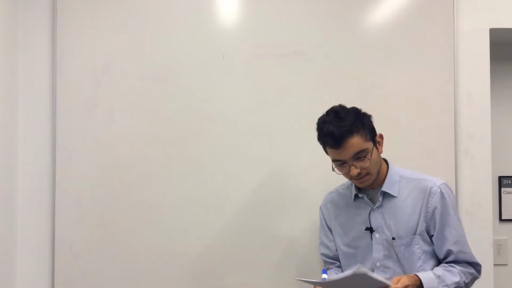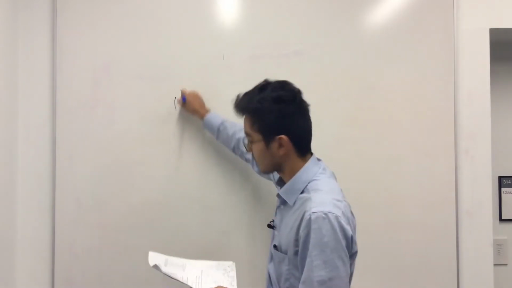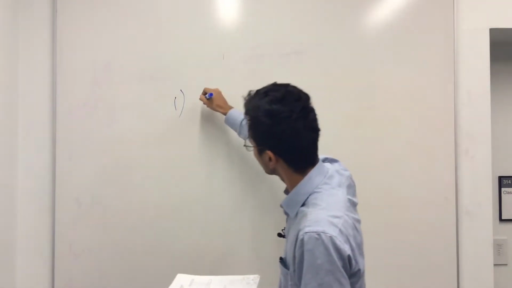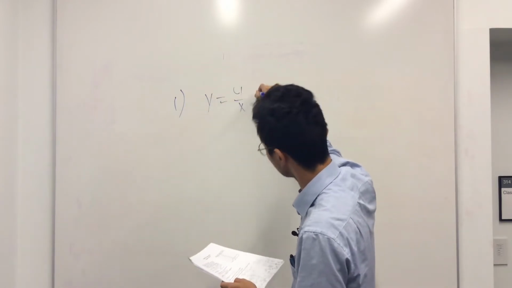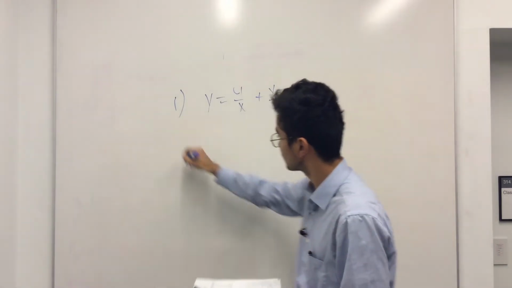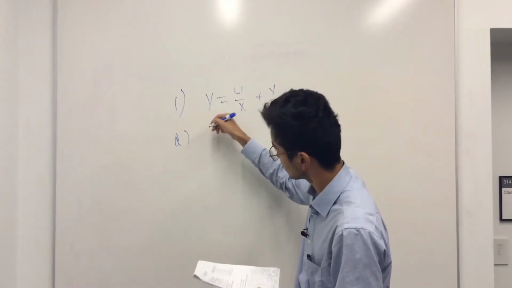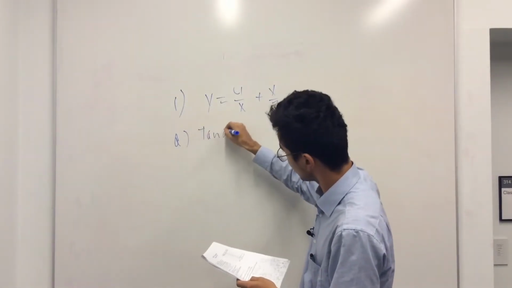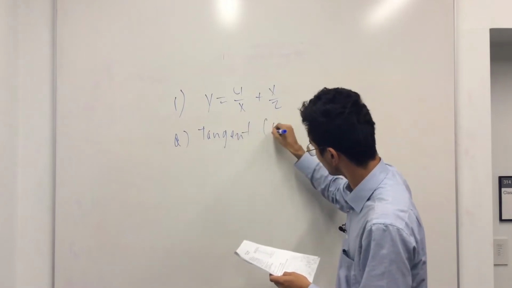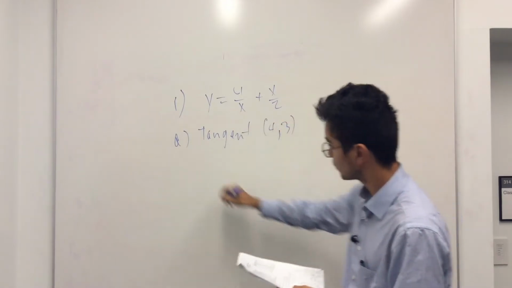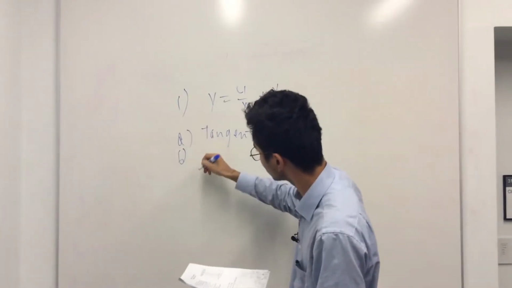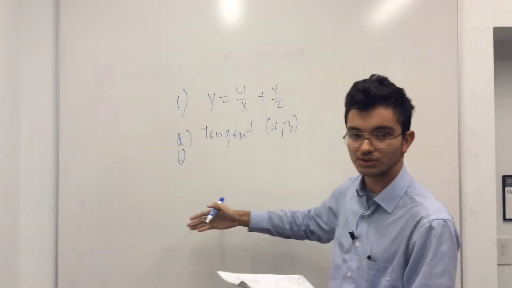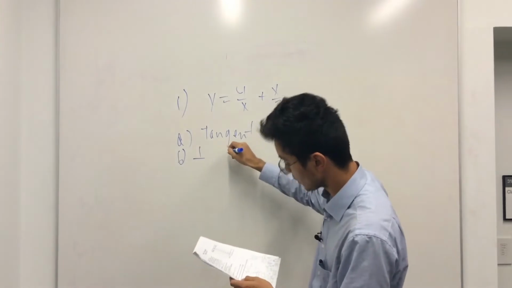Now, for question 1, we're going to consider the curve y equals 4 over x plus x over 2. For part A, we want to find the tangent line to the point 4, 3. For part B, we want to find the normal line, so the line that's perpendicular to the tangent line at the point 4, 3.